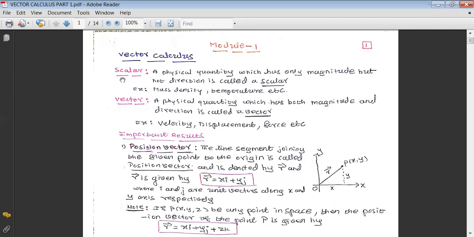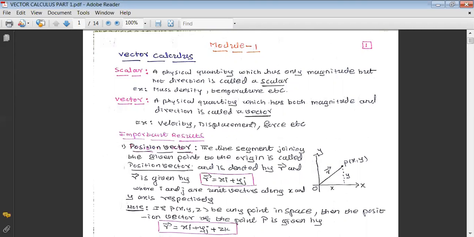First one, let us know what is a scalar. As we know, scalar is a physical quantity which has only magnitude but no direction. For example, if you take mass, density, temperature, etc., these quantities possess only magnitude but no direction. Such quantities are referred to as scalars.